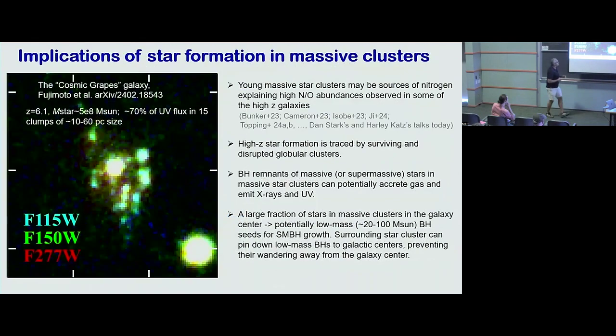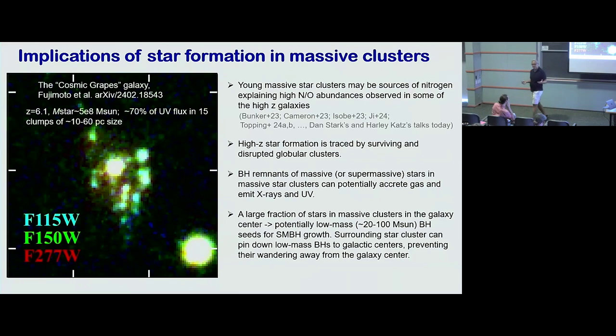Now, what are the implications? There are many interesting implications of this, so I encourage you to talk about this and to think about this. This is another galaxy from Seiji Fujimoto, Cosmic Grapes. There are more and more examples of such systems. This is redshift 6, again, a large fraction of UV light in these clumps. And the implication of this type of star formation is that, as was already mentioned, the high nitrogen abundances may have something to do with it if this is widespread. The high z star formation may be traced by globular clusters.